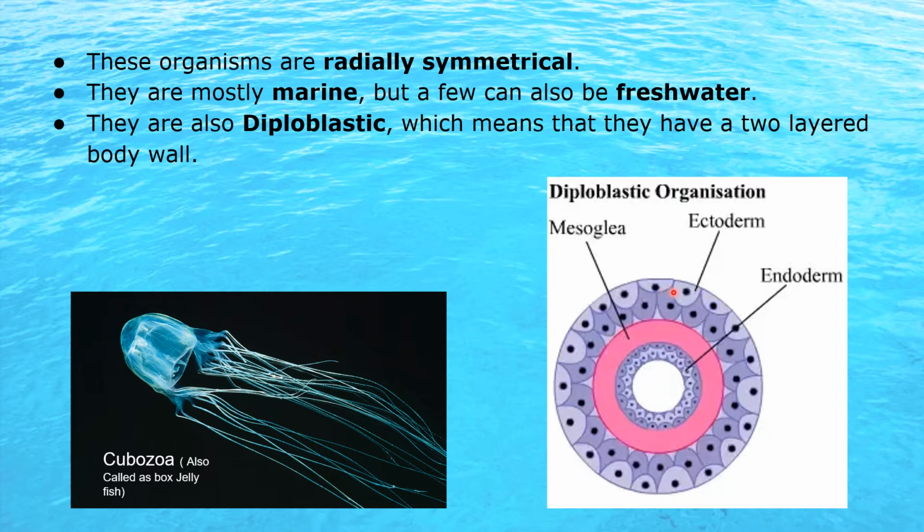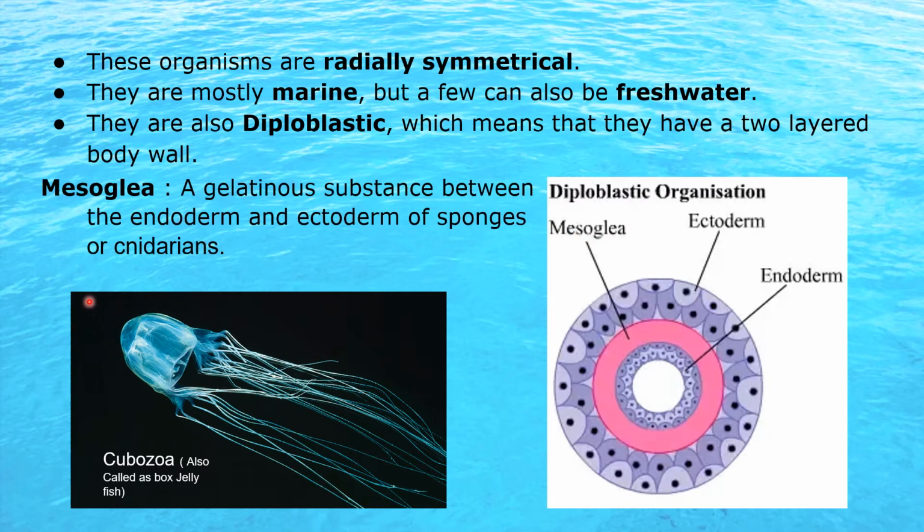In this diagram, we can see that the outer layer is known as the ectoderm and the inner layer is known as the endoderm. And you can see this substance which is labeled as mesoglea. So what is the mesoglea? The mesoglea is a gelatinous or jelly-like substance between the endoderm and the ectoderm of sponges or cnidarians.